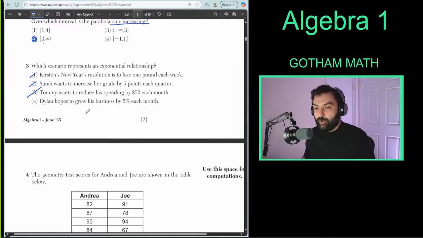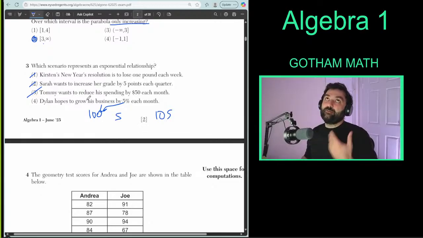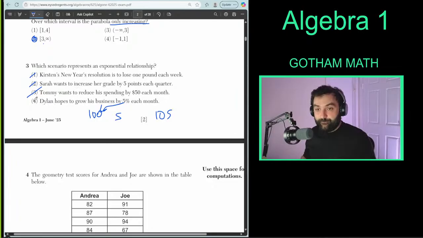And now, Dylan hopes to grow his business by 5% each month. Why is it exponential? Because 5% now is not the same number as 5% later. Like if you have $100, and 5% of $100 is $5. But once you have $105, 5% of 105 is not 5, it's more. That's why they increase exponentially here. So the answer will be 4.